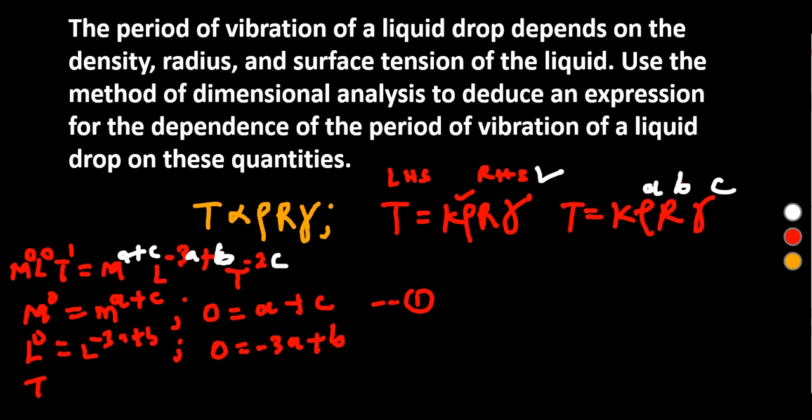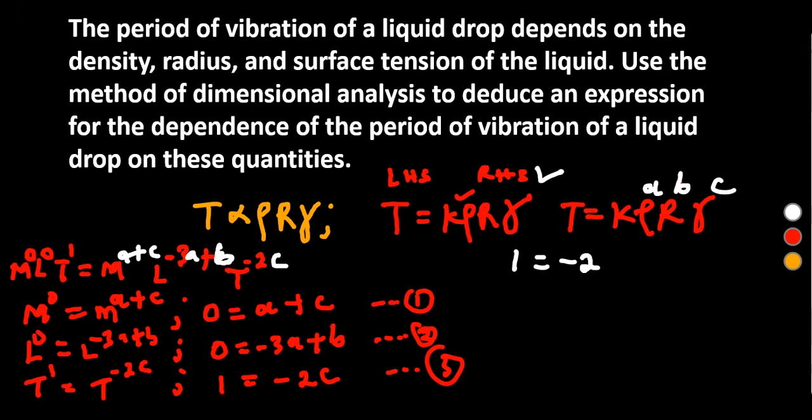Okay, so come to T, we have that this is T to the power of 1 equals T to the power of minus 2C. So we get another equation here. This will be 1 equals minus 2C. So this is equation 2, and this is what? Equation 3. So we are going to solve this, and we'll now get the values of A, B, and C. So we see quickly from equation 3 that 1 equals minus 2C.